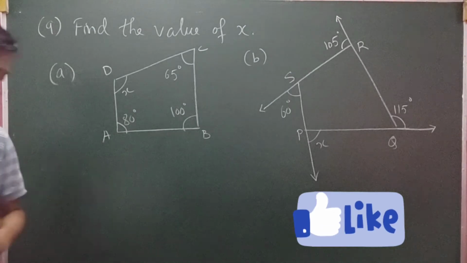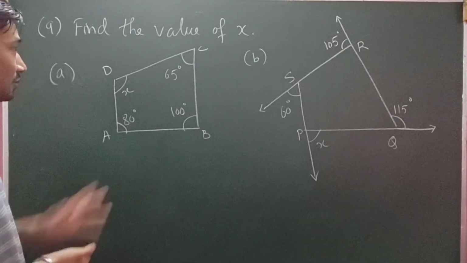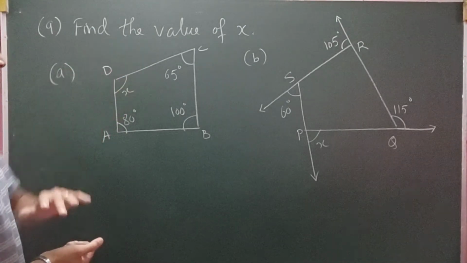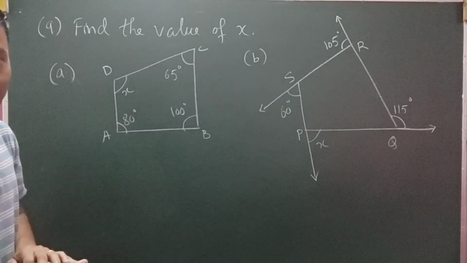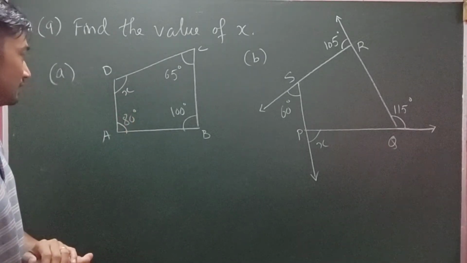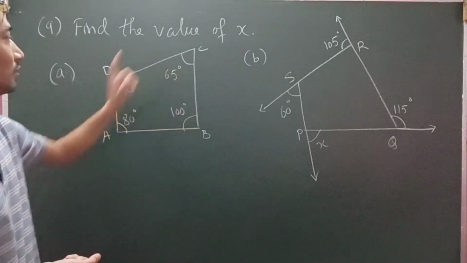Alright, the next question that we have is this. Number 1. Find the value of x. What is x? Missing angle. First one is a quadrilateral. 1, 2, 3, 4. 4 sides.